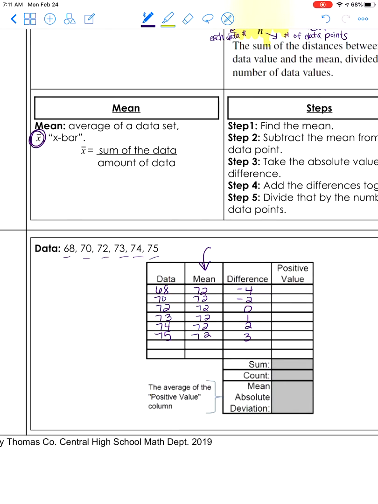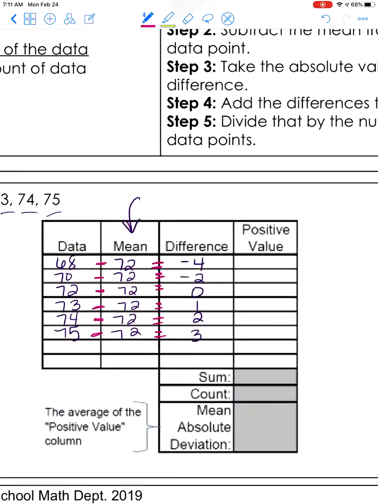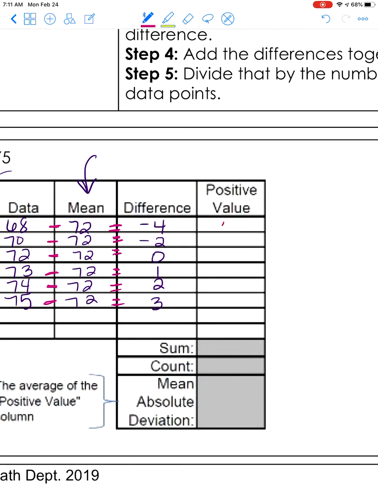All I'm doing is thinking there's a subtraction sign in between each one of these, so I'm just subtracting them, and over here's what it equals, okay? You can put little symbols there if you want, just until you get used to it. Now what it wants me to do is write down the positive values of all of those. So literally, I'm just going to take the values I just wrote down and write down the positive values. So positive 4, 2, 0, 1, 2, 3.